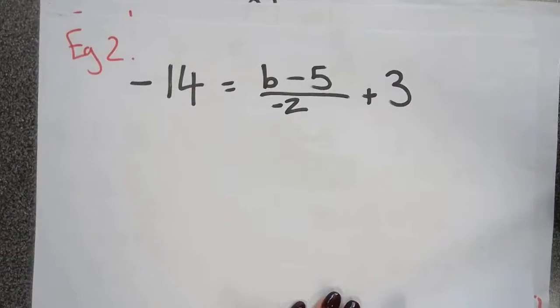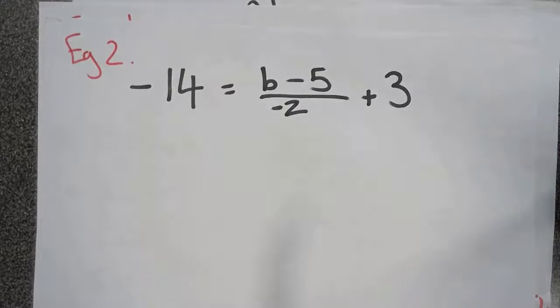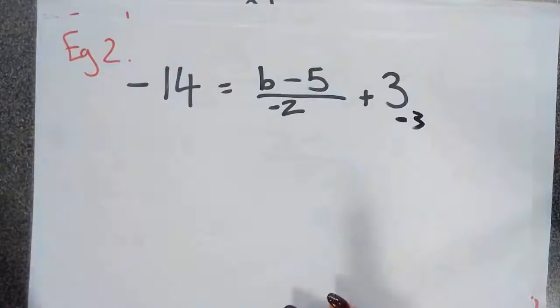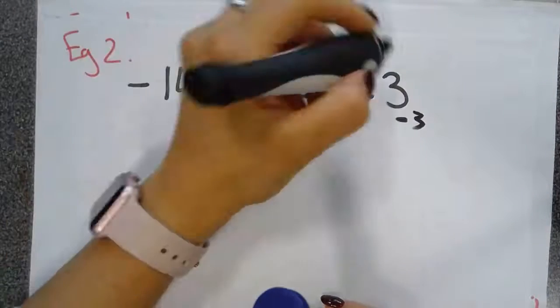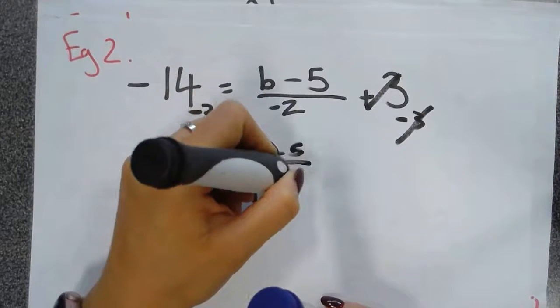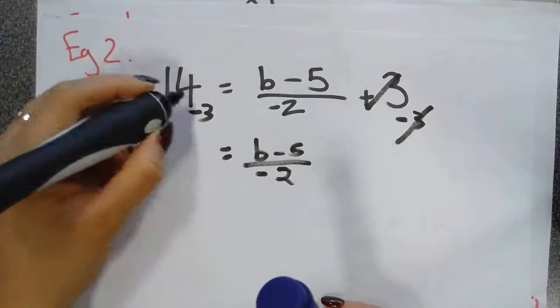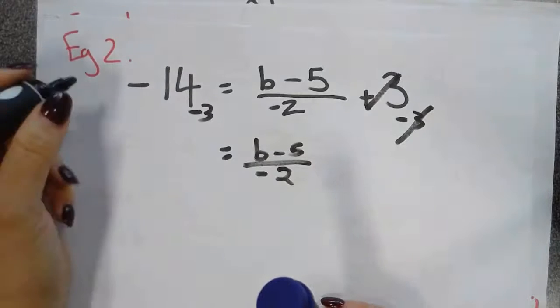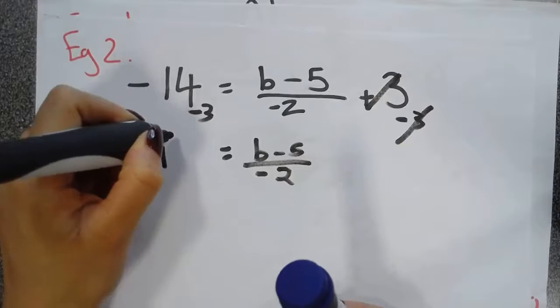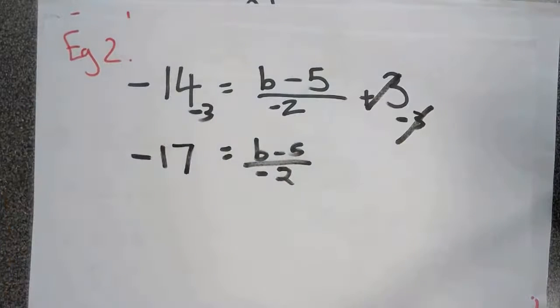Example number 2. So we have here the same kind of idea. You've got to get rid of this extra term out on the end first. So I have to do the opposite to get rid of it, and then this is all that is left. So negative and a negative goes further into the negatives, and it's 14 and 3. So we're going to get into negative 17.